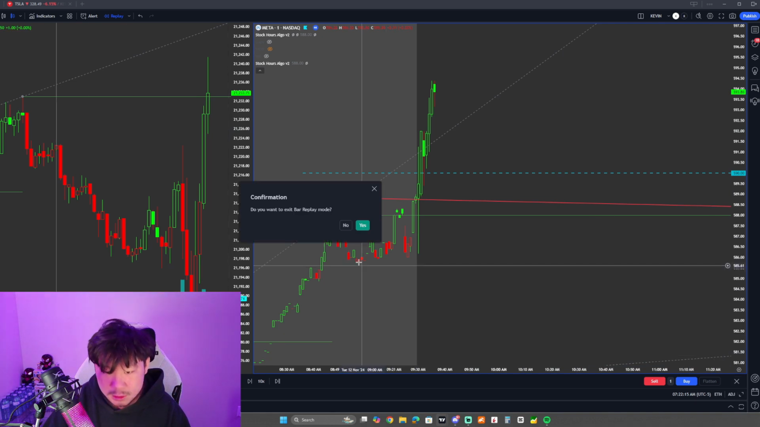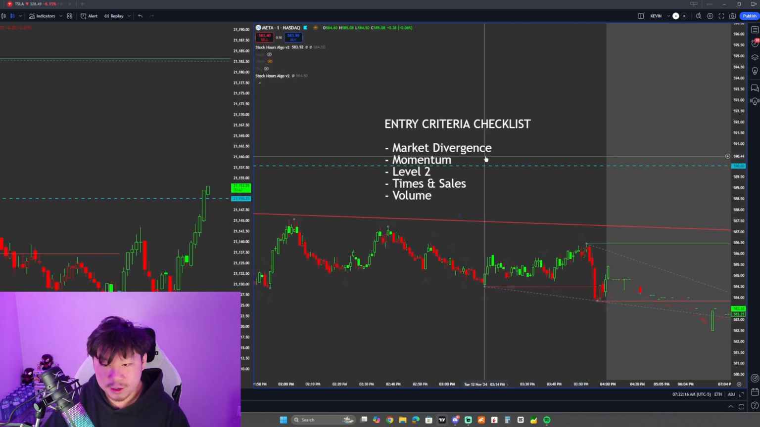So that's one of the things in terms of market divergence that you want to pay attention to. Is the stock stronger than the overall market? Is the stock weaker than the overall market, right? Those are the two key factors of market divergence that we pay attention to. Right, so we have this checked off. So let's go over momentum really quickly.